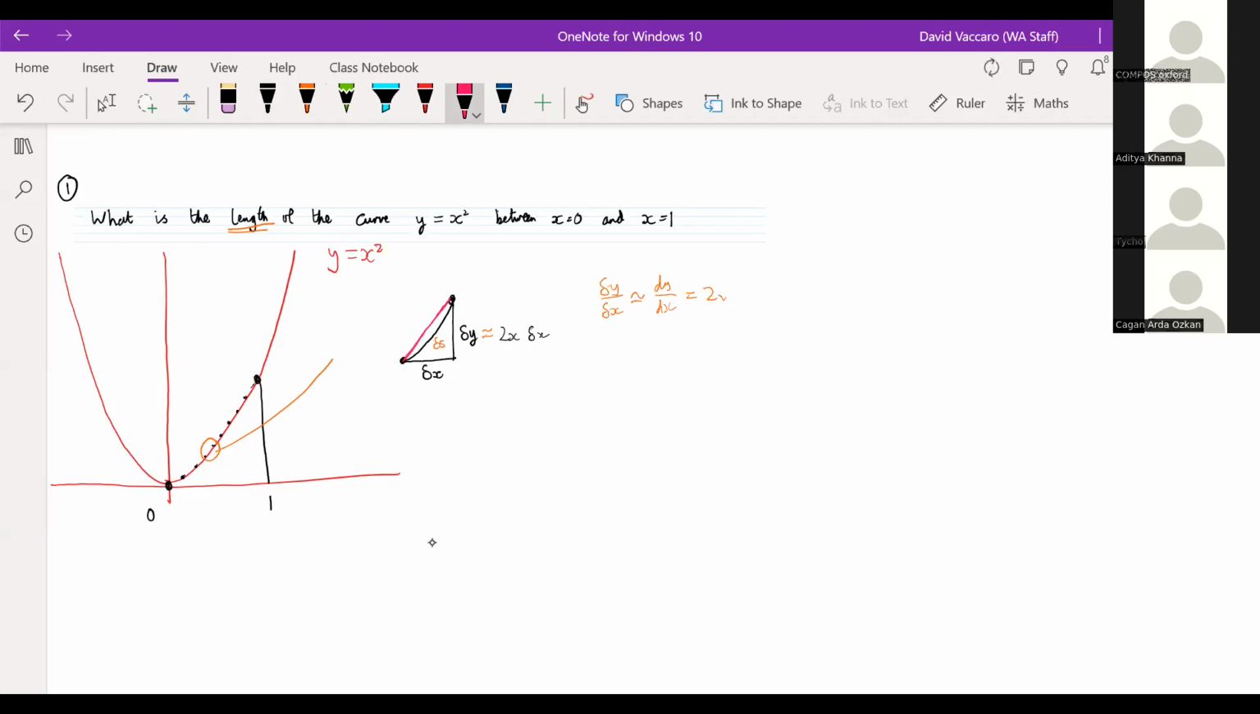And we might come back to this approximation for delta y later. But what expression can I write down for this pink line? Pythagoras, excellent. So delta s, the increasing length, is a little bit like the square root of delta x all squared plus delta y all squared.